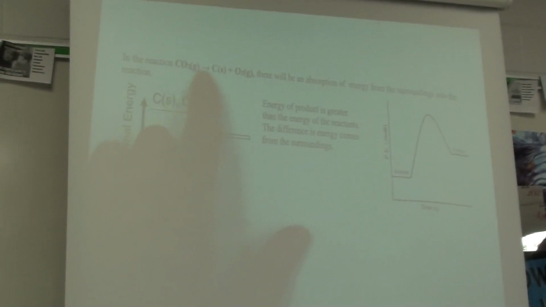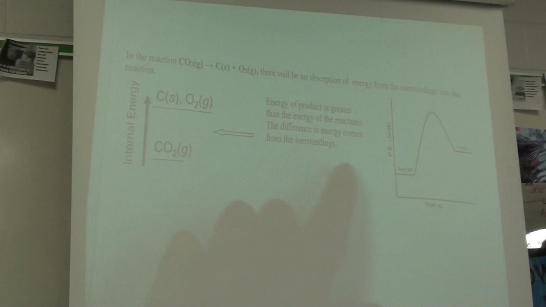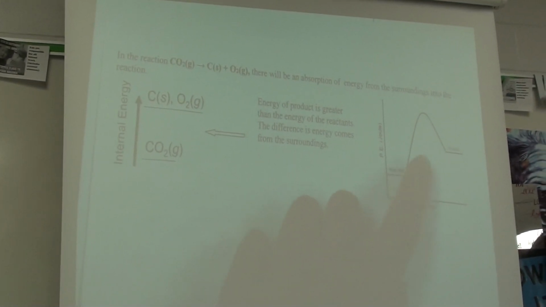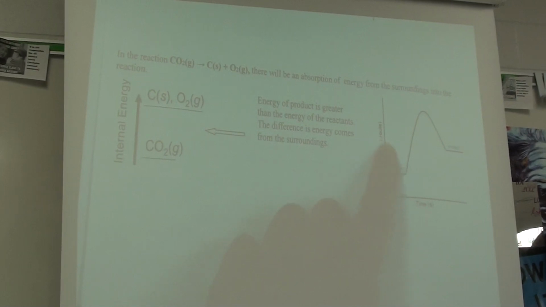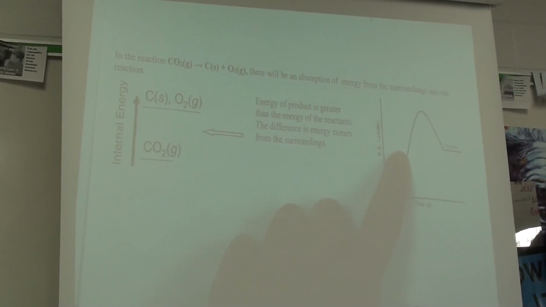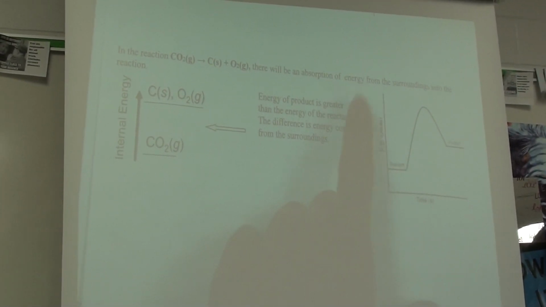And if we reversed this reaction, so now we have CO2 decomposing into carbon and oxygen. The reactants have less energy than the products. Energy must enter the system, and so it is an endothermic process. Okay.